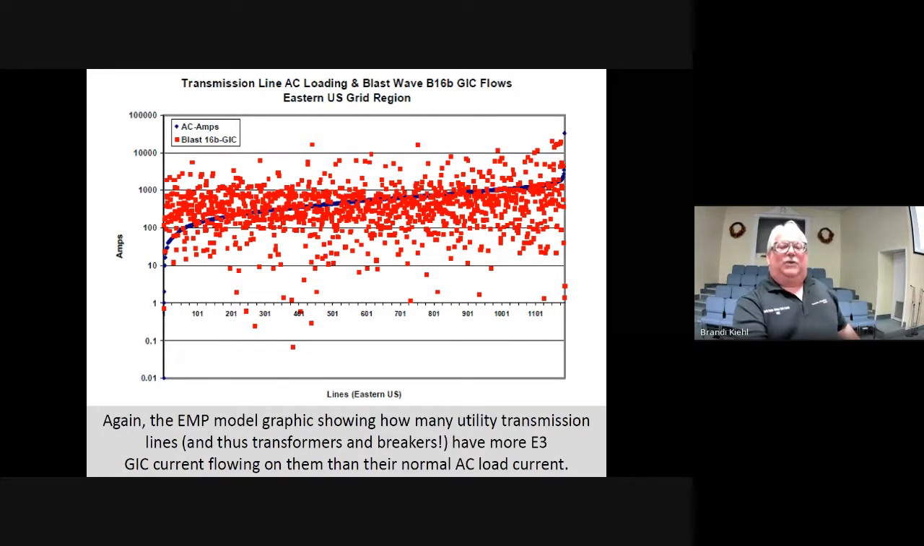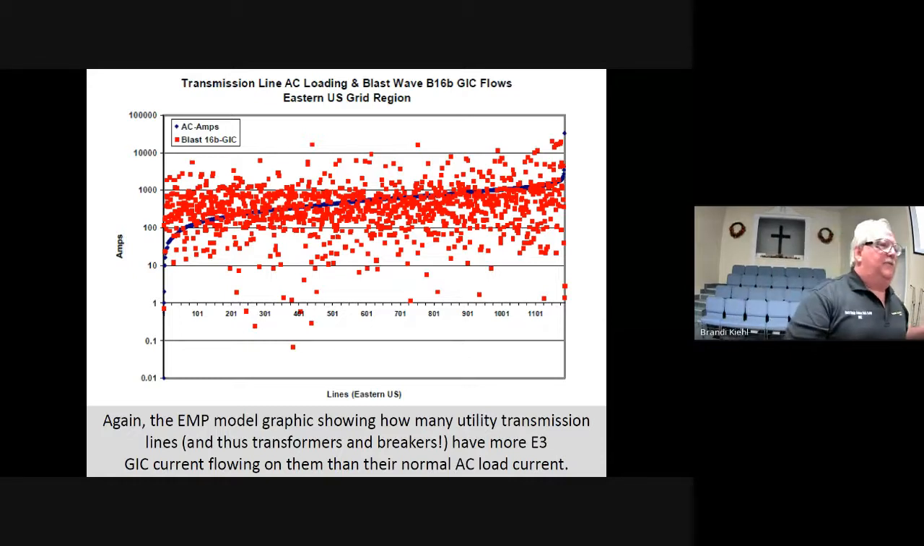Each one of those little squares is a substation, and the ones above the blue line have more EMP current on them than they normally have at overload on a normal day. They're actually carrying more current from the EMP than from the utilities that are sucking power off their lines. A little under half of those are that bad. Every one of those squares above the blue line is going to trip. It's going to pop the breaker. Oh, I forgot, the E1 came through and killed the control circuits.